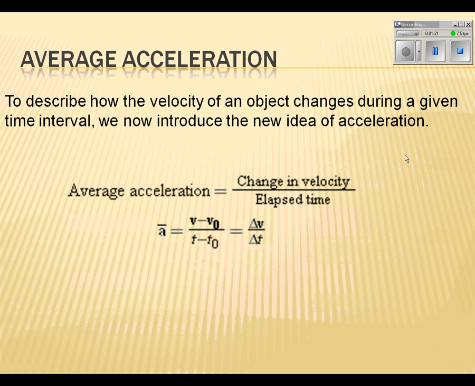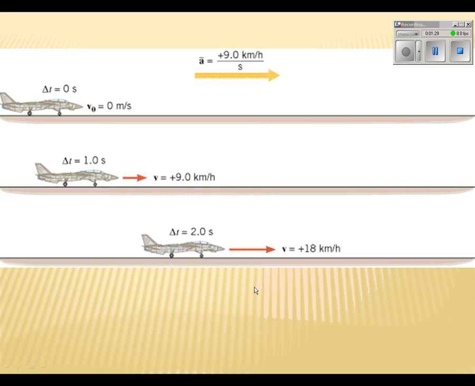The equation for average acceleration is change in velocity over change in time. It's the rate that the velocity is changing over time. And here's an example. We have an airplane starting at rest at time equals 0, and we have an acceleration of 9 kilometers per hour per second.